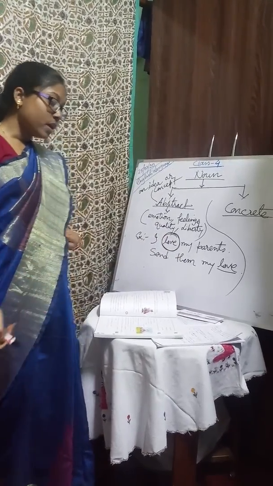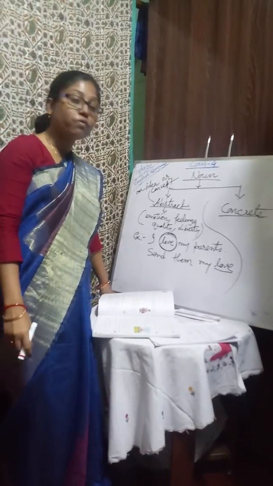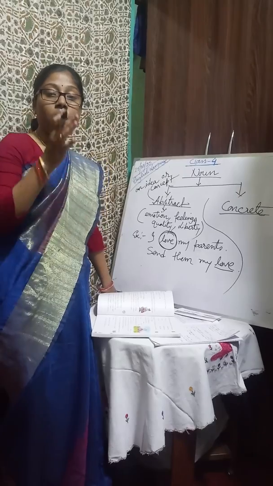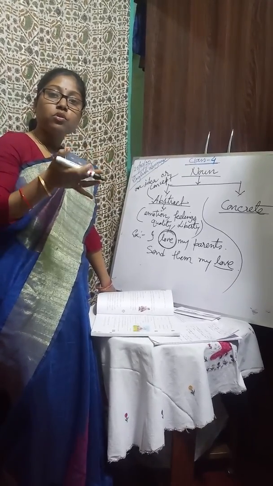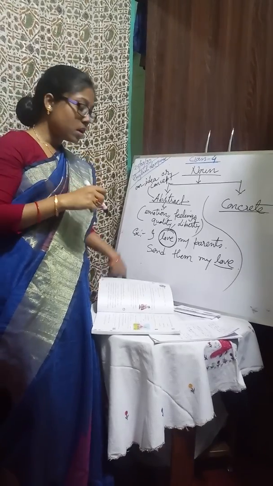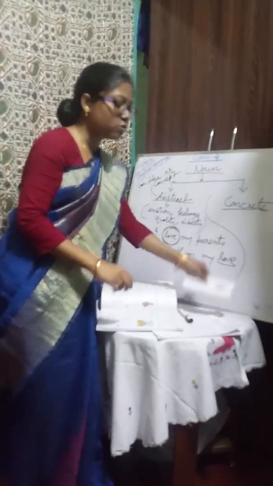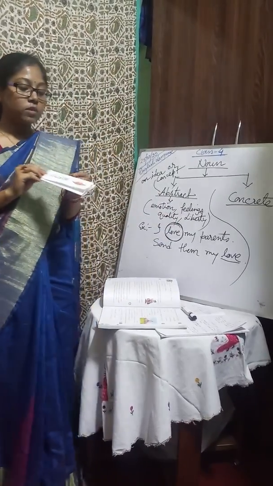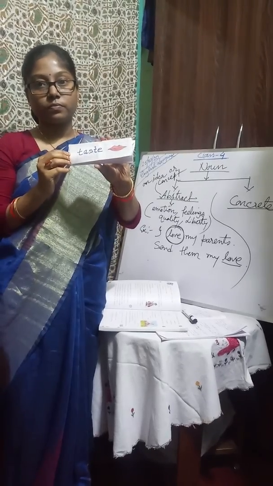Clear? The definition, I will suggest you write down: a concrete noun is a noun that can be identified through one of the five senses. A concrete noun can be found through one of the five senses. Now I can see it is very clear to us. Five senses means taste, isn't it?